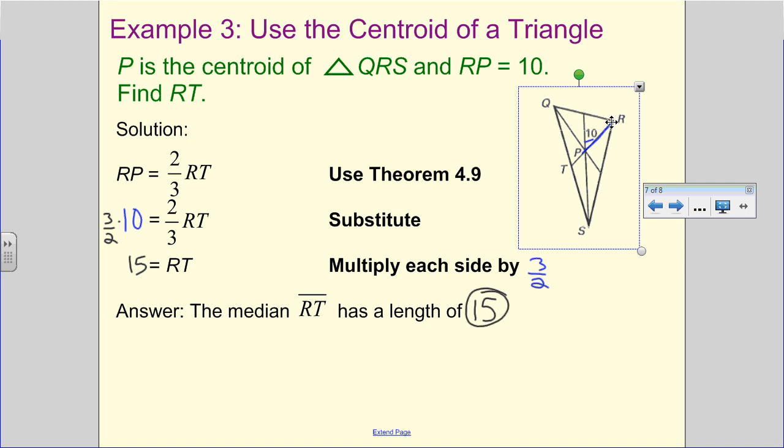Let me talk you through what I would do there. I know that RP is 10. I know that this is twice as large as that. That's kind of what we did with 2/3 and 1/3. So 10, if I divide that in half, I get 5. So that means the smaller segment is 5. So now I've got 10 and 5 labeling both parts of that interior segment. Now I can go back and reread the question and say, okay, what do they want me to find? They want me to find RT. RT is that long segment from vertex to side, they want me to find the median, and so I can add those two segments together.